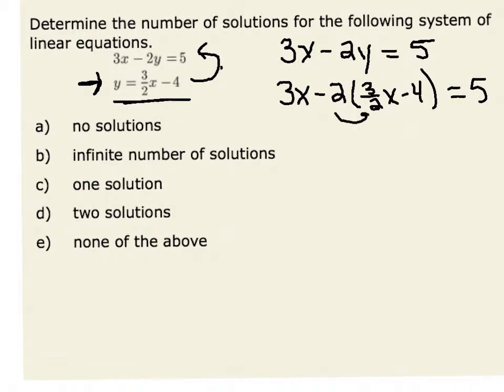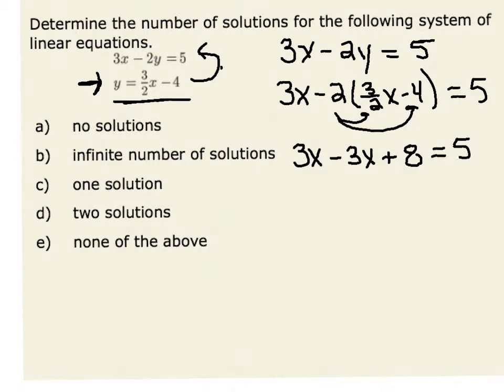Using the distributive property, I can simplify the left-hand side. I have 3x. Then I have negative 2 times a positive 3/2 x, which would give us a negative 3x. Taking a negative 2 times a negative 4 gives us a positive 8. That is still equal to 5.